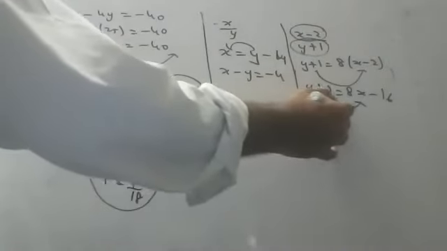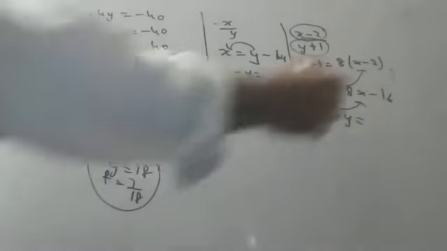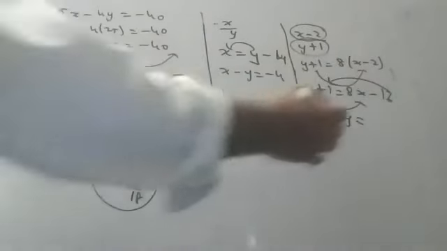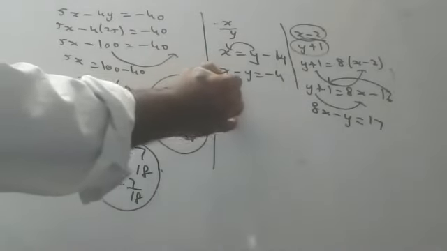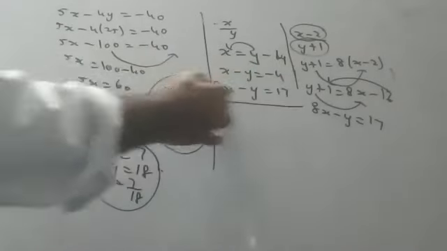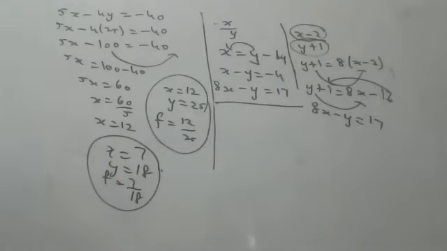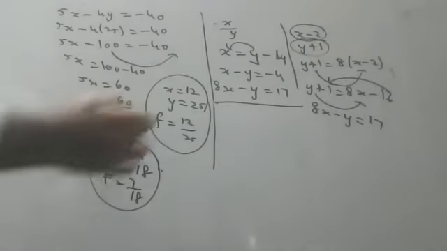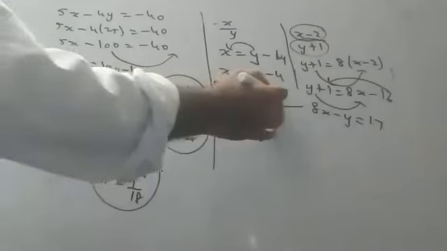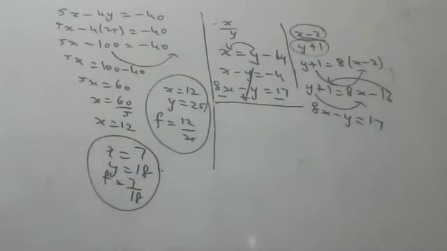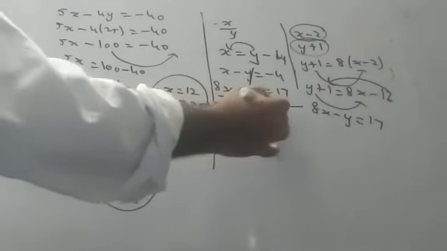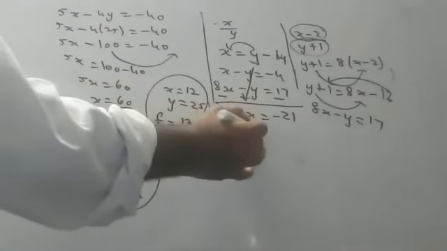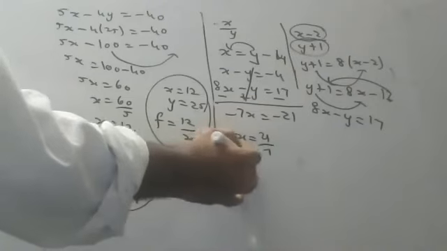8x minus y is equal to 1 plus 7... 17. Okay, now bring this equation under this. We can write 9x... minus 7x is equal to minus 21. x is equal to 3.